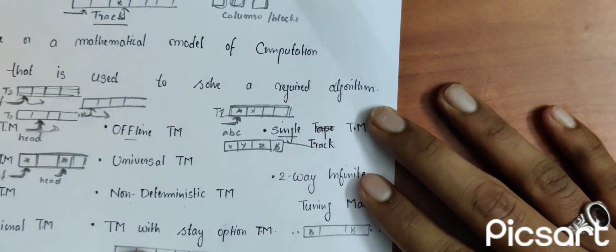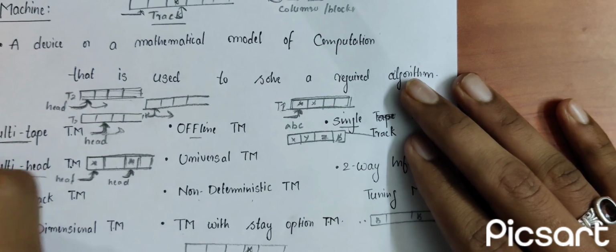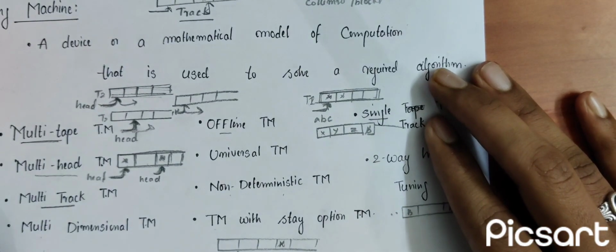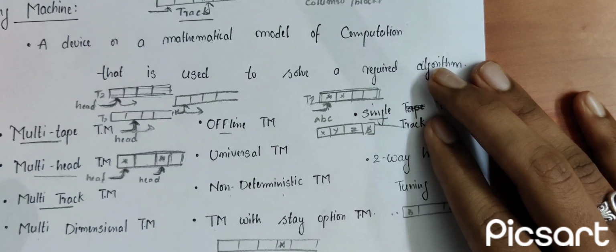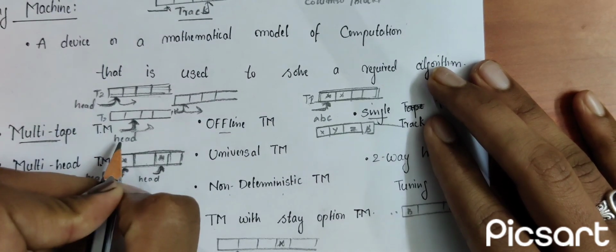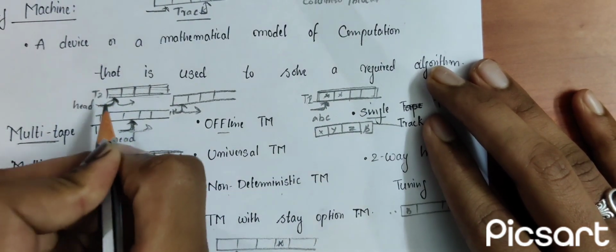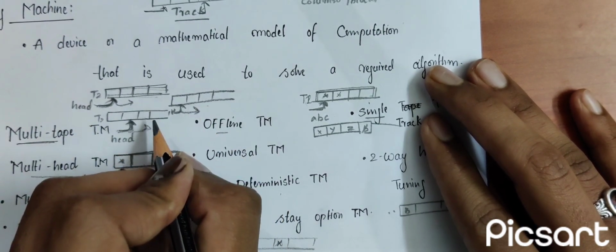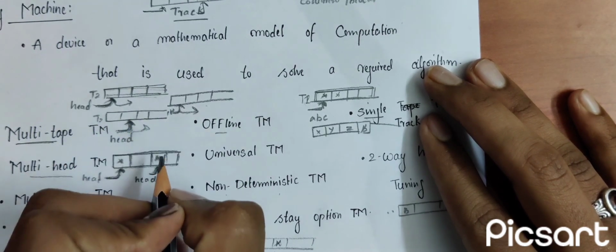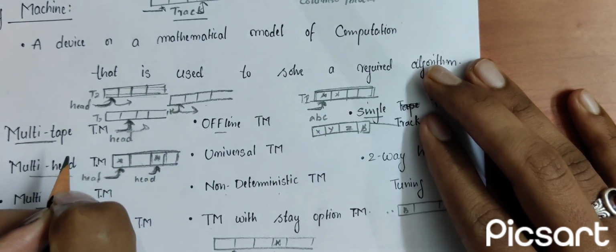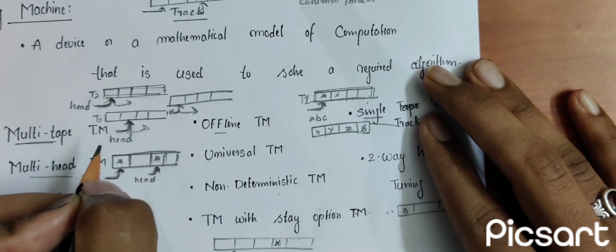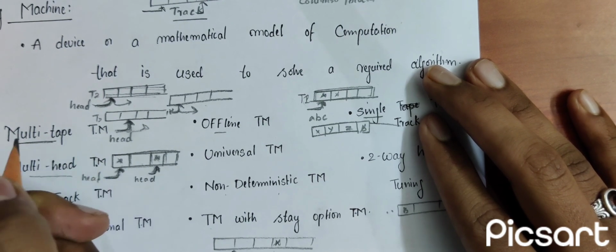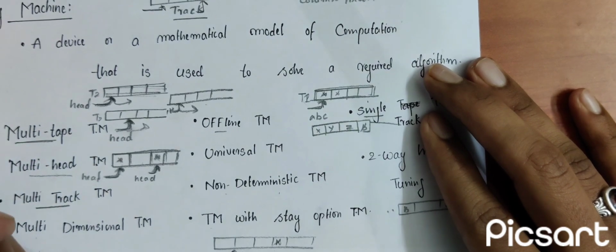The second one is the multi-tape Turing machine. In a multi-tape Turing machine you have multiple tracks, and these tracks are not connected together. They are separate tracks, each with its own head. Suppose I take three tracks that are not connected together, and each track has its own head. In a multi-tape Turing machine, these multiple tapes operate simultaneously based on their string inputs. This is the multi-tape Turing machine.